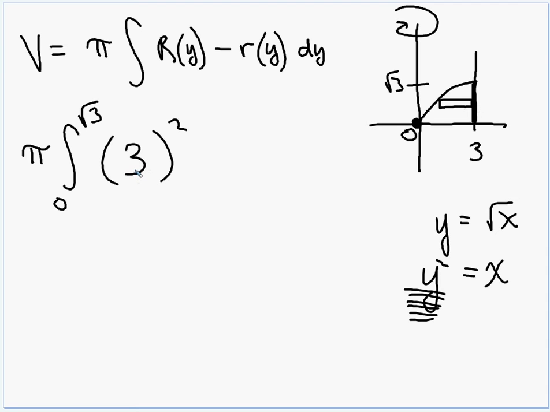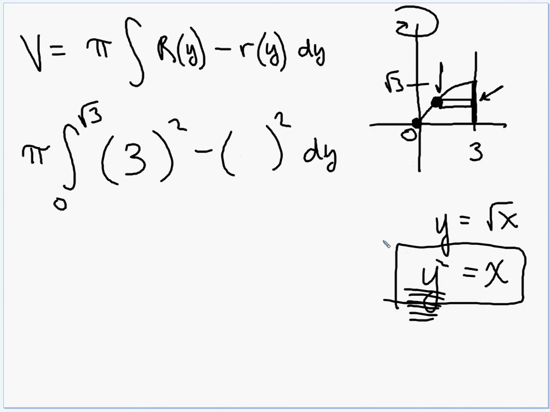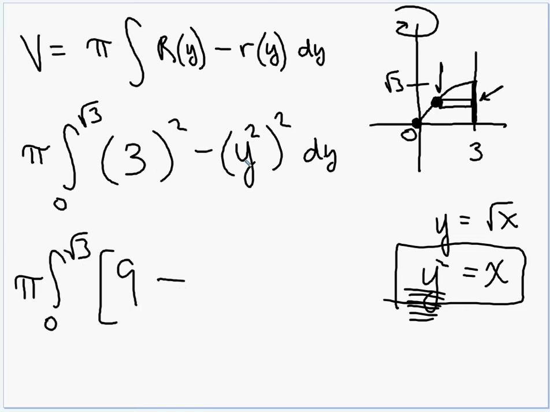So our outer radius is just 3 minus inner radius, quantity squared. What is always touching here, the edge of this, the other side of our representative rectangle. Remember, outer radius minus inner radius. Inner radius here is our function, and that we solved here for x equals y squared. So that's just y squared, quantity squared. Before the calculus comes, we're going to do a little algebra. 3 squared, that's a 9, minus y squared quantity squared is y to the 4th dy.